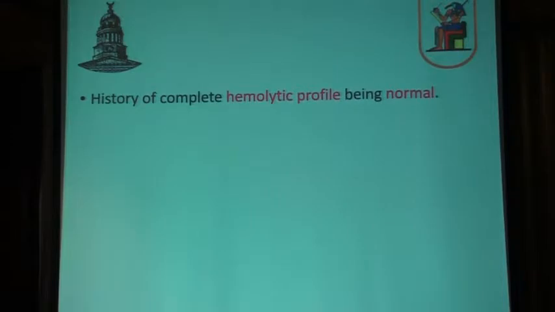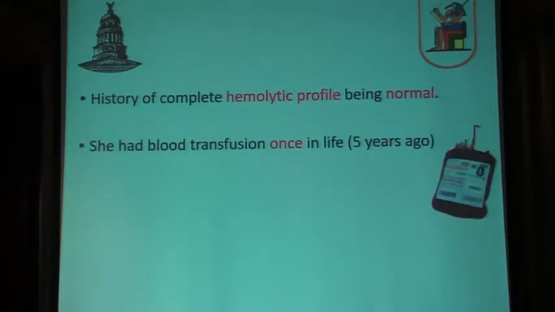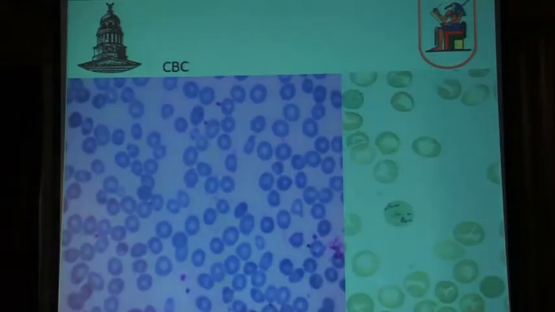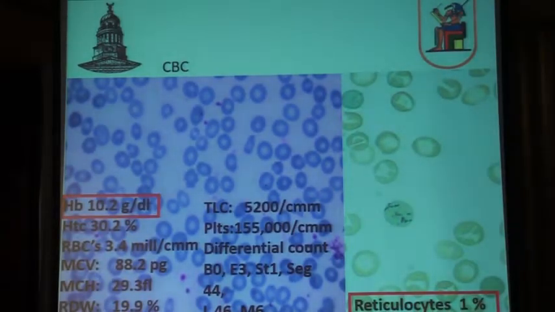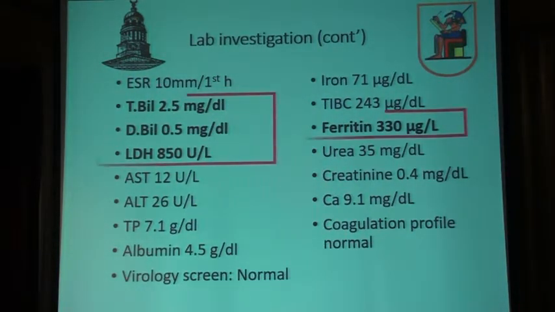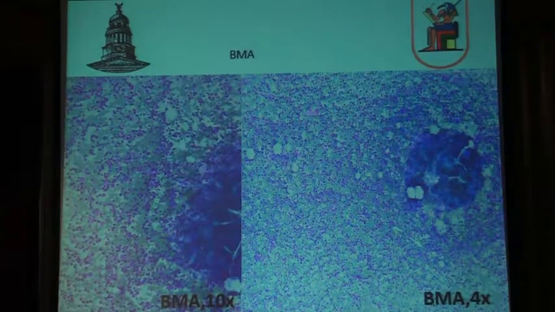Her complete hemolytic profile was normal. She had one blood transfusion, which was 5 years ago. Her clinical examination revealed the hepatosplenomegaly to be significant. Her complete blood count was normal apart from the mild normocytic normochromic anemia, while her reticulocyte count was disproportionate to the degree of anemia. Her other laboratory investigations were normal apart from the indirect hyperbilirubinemia as well as mild elevation in ferritin level.